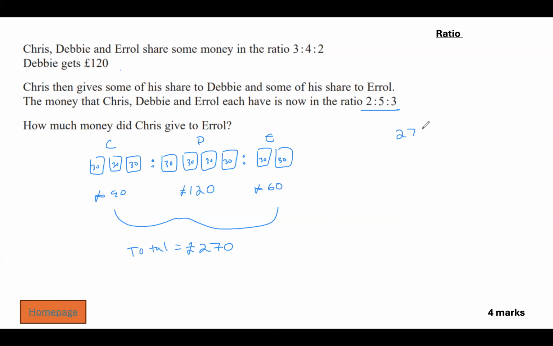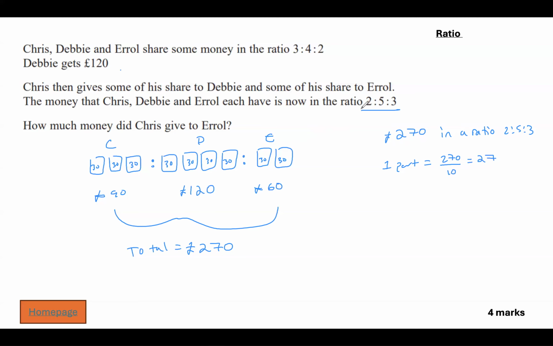So 270 in a ratio of 2 to 5 to 3. So the total amount of parts is going to be 10. So one part is equal to 270 divided by 10, which is 27.